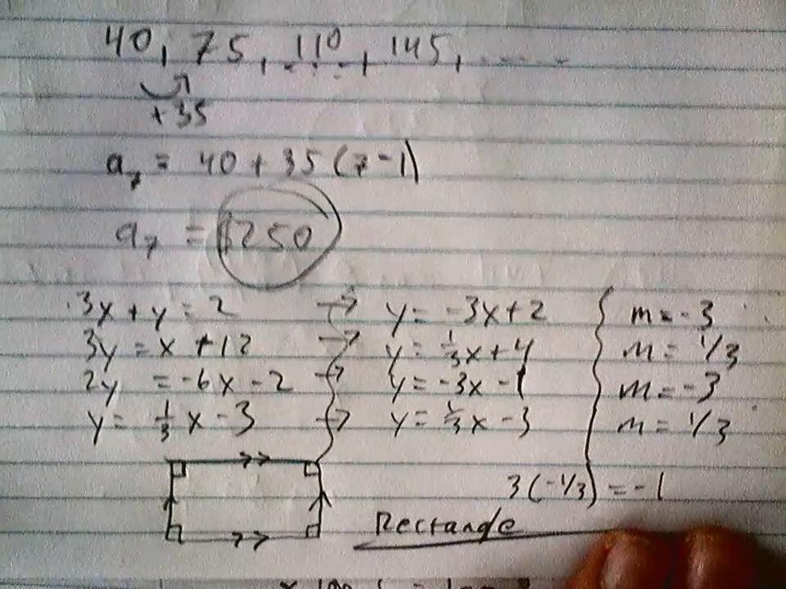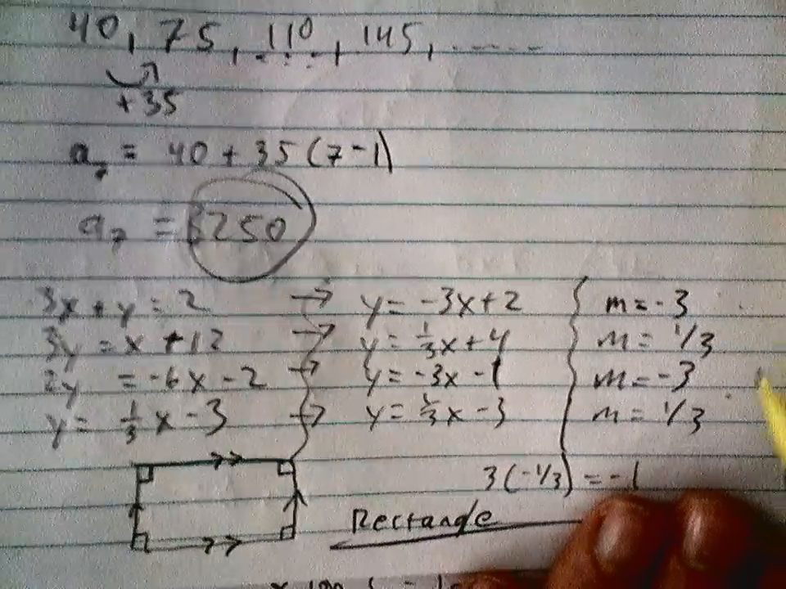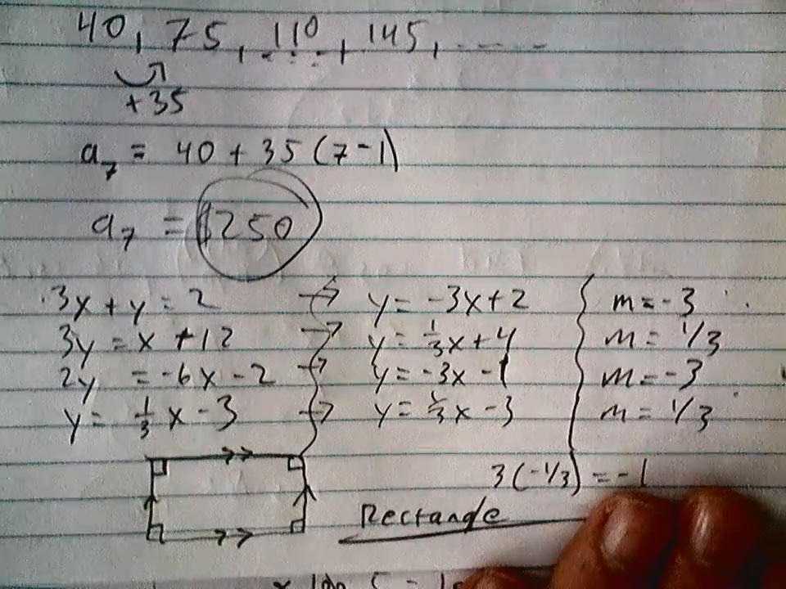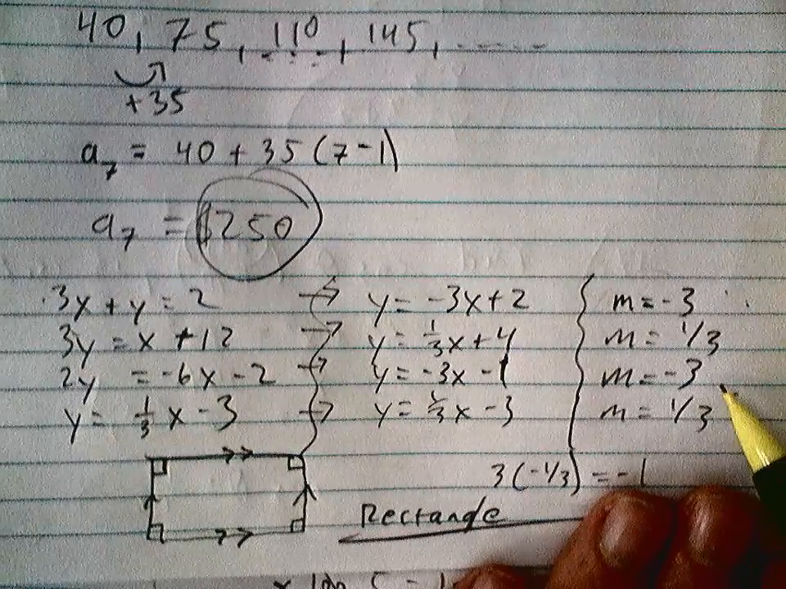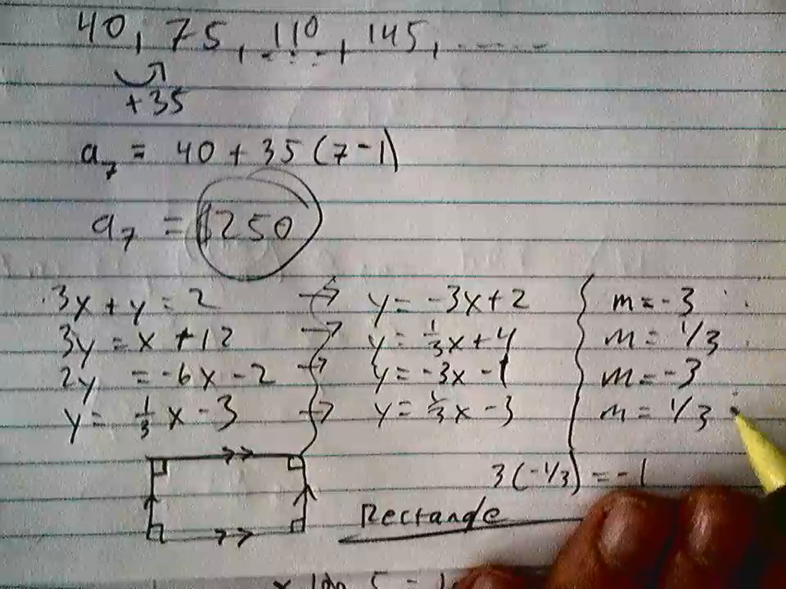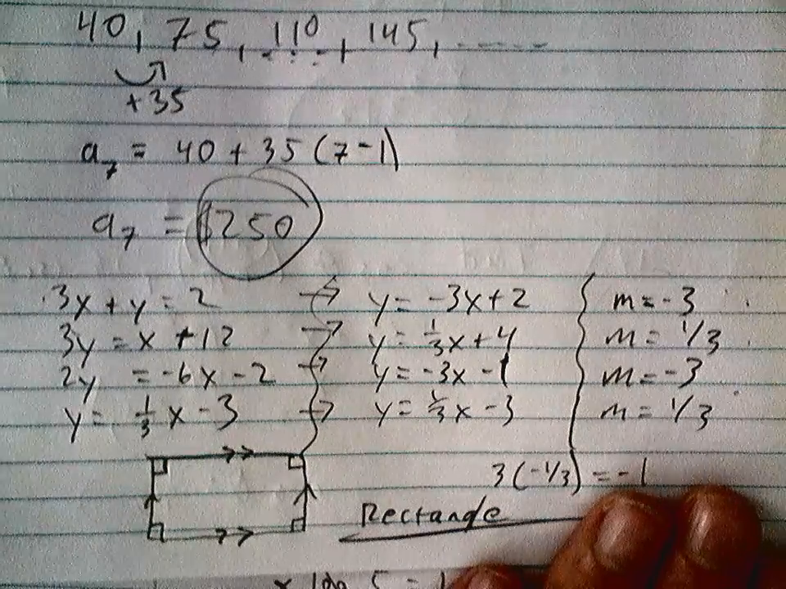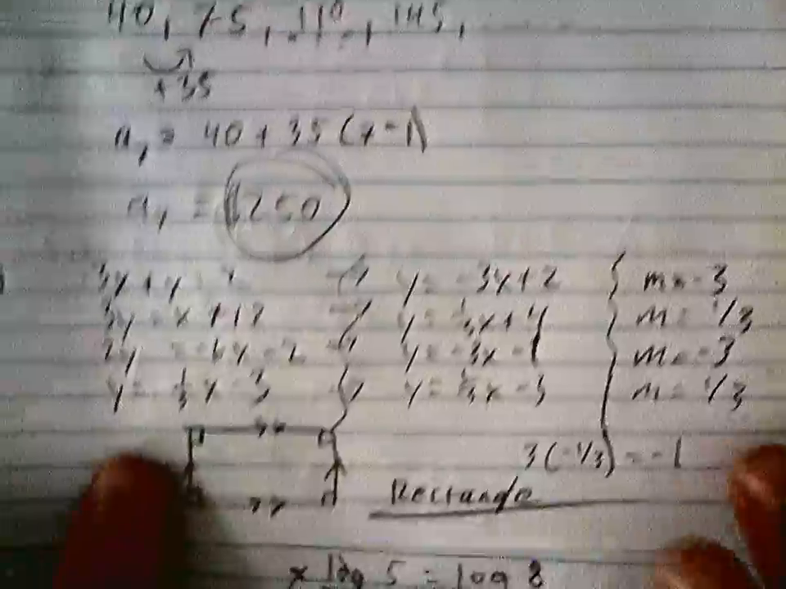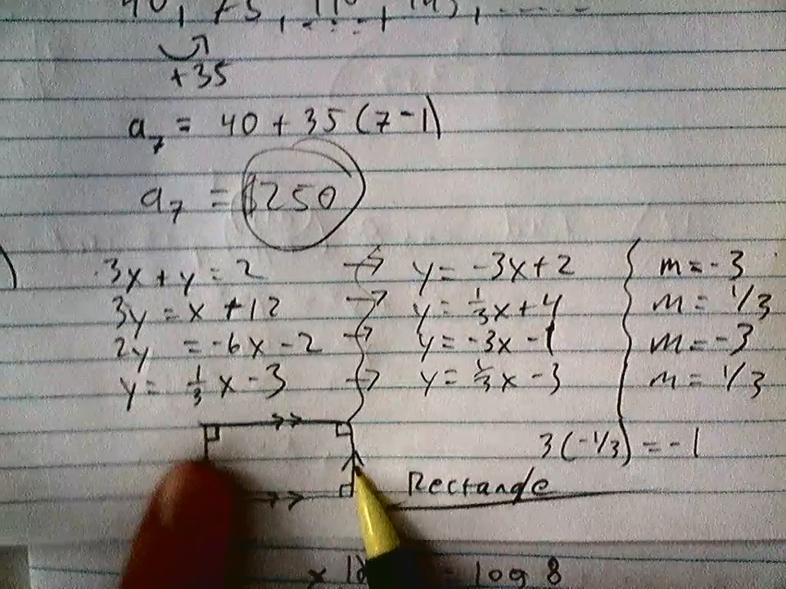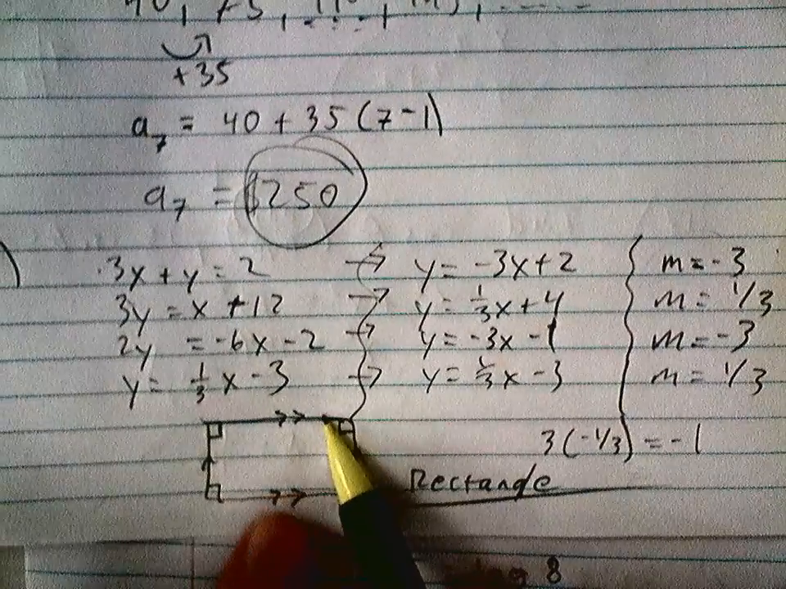So what we've found is that we've got two pair of sides with the same slope. Two sides have a slope of -3. The other two sides have a slope of 1/3. So we've got a pair of parallel sides and a pair of parallel sides.